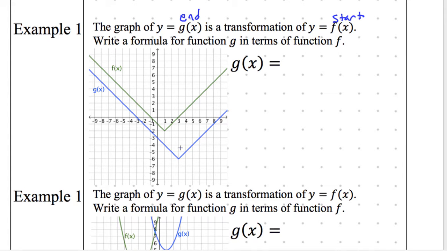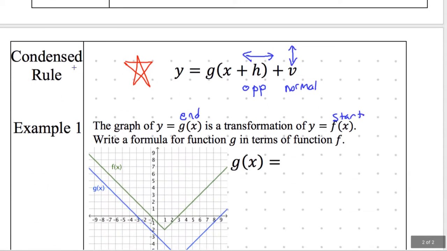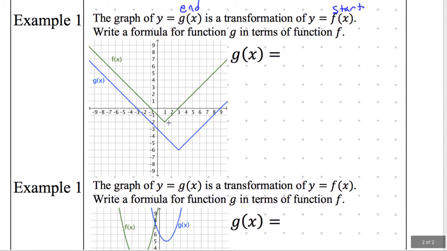Again, I'm using that word that we have up here for the parabola. The parabola vertex is the same word for the absolute value vertex. It's this point right here. Is this green or red, by the way? That's green. It's green, okay. This vertex right here.